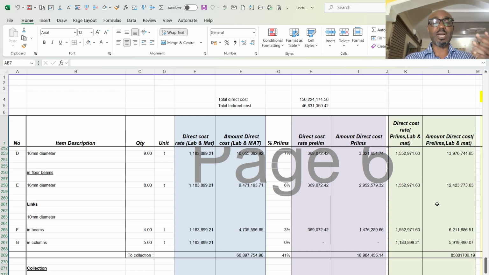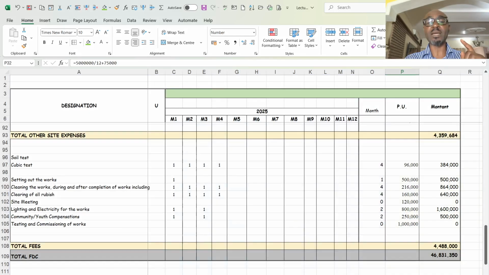initial approach. Say I prepared my preliminary separately and I got an amount. As you can see here, over here, I have an amount of 46 million for my indirect costs, and I have a 150 million for my direct works. So I want to take us through how I got this figure before I now came and now start distributing it into each of the unit rates. I'll first of all go for the preliminaries.